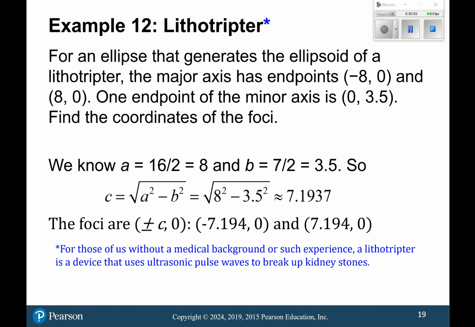So the foci have to be at negative 7.19370 and positive 7.19370.